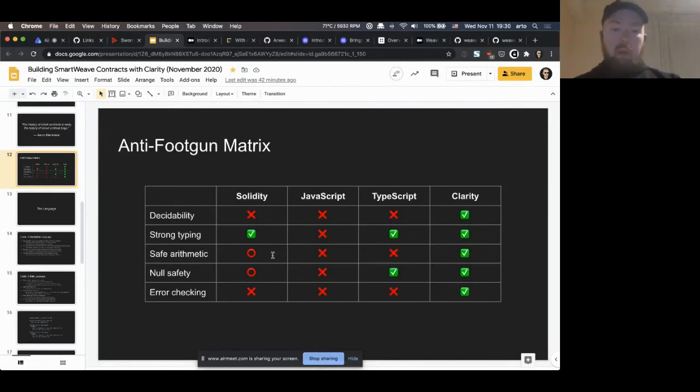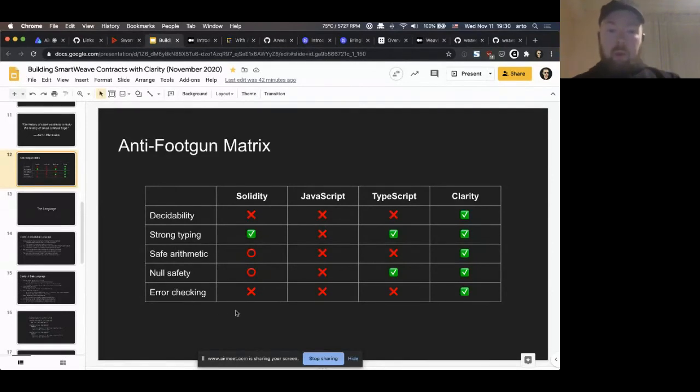Now the next one is null safety. Null is one of the worst ideas ever, as some of our listeners may know. Tony Hoare called it his $1 billion mistake. It certainly caused far more mayhem than just $1 billion. And no modern language is going to include a null, and Clarity is no exception. So we do something else in Clarity, which I'll come to.